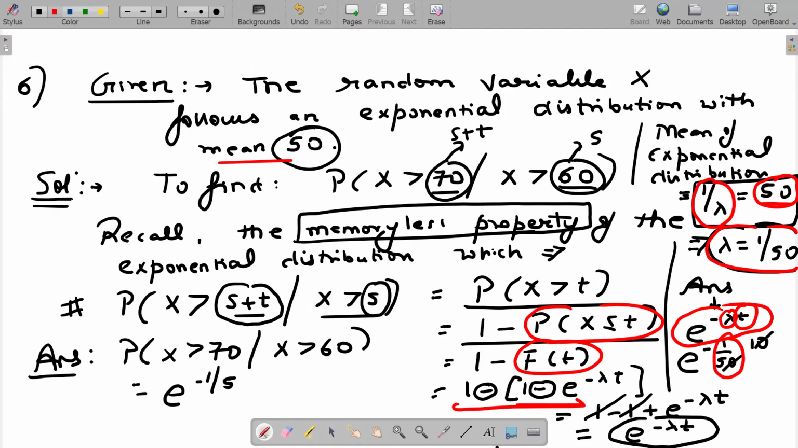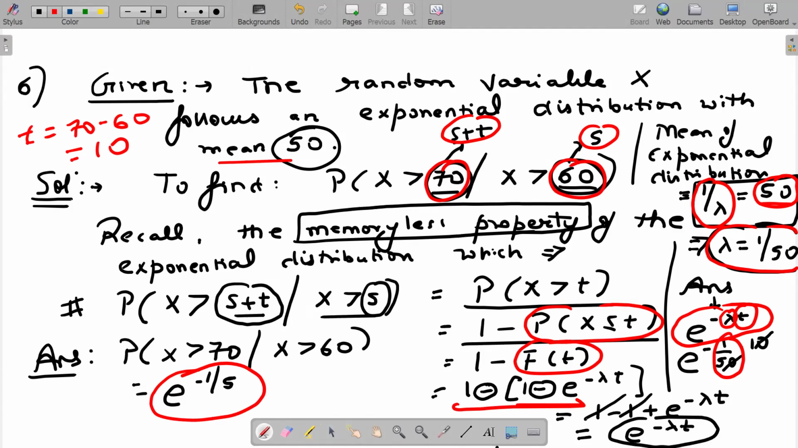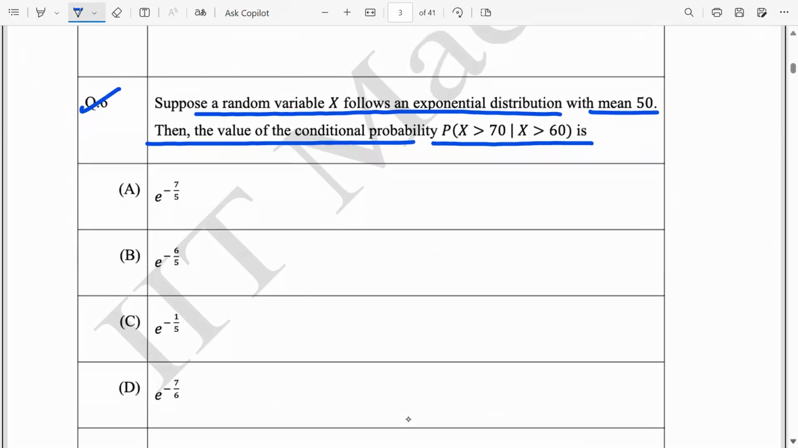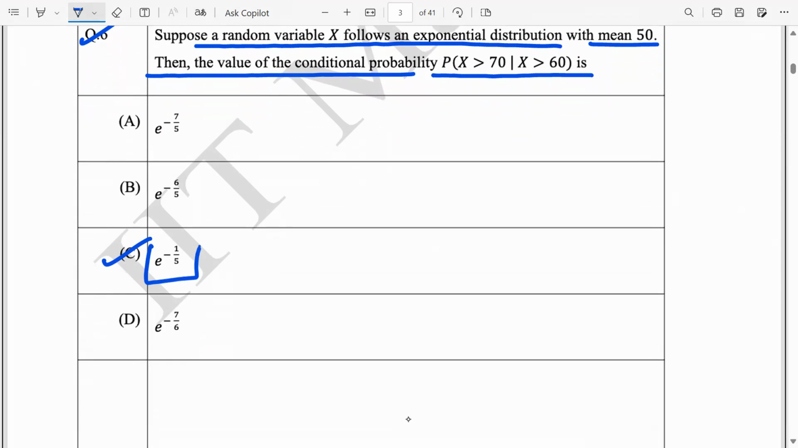What is my t? S plus t is 70 and s is 60, so t will be 70 minus 60, which is 10. If I put 10 here, this 0 and this 0 cancel, which gives me e to the power negative 1 over 5 as my answer for question number 6. If I come back to the question paper, we can mark the correct answer, which is e to the power negative 1 over 5. This is the final answer for this question.